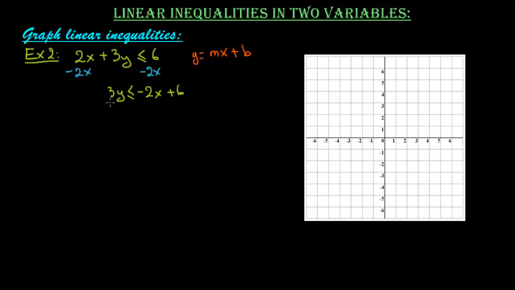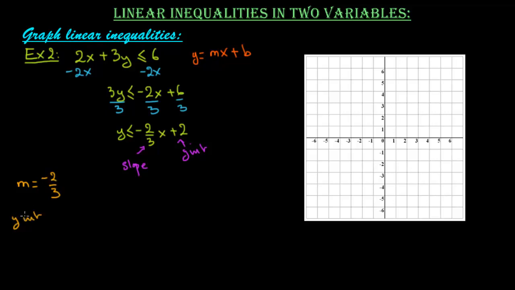Then my next step is to divide both sides by 3. Divide all terms by 3. So we will have y less than or equal to negative 2/3 x plus 2. As you see, my slope is negative 2/3, and my y-intercept is 2, or the point (0, 2). I need to write down that my slope is negative 2/3, and my y-intercept is (0, 2).